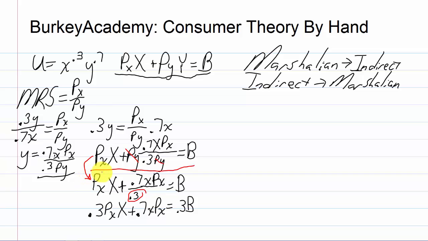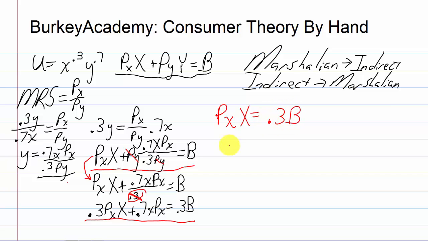So multiply the first term by 0.3, this term by 0.3 so that will cancel in the denominator, multiply the budget by 0.3, and then you get this expression, which you can see is going to be pretty easy to simplify. We have 0.3 times the price of x times x plus 0.7 times the price of x times x. So on the left-hand side, what we're going to end up with is the price of x times x. So the price of x times x equals 0.3 times the budget.